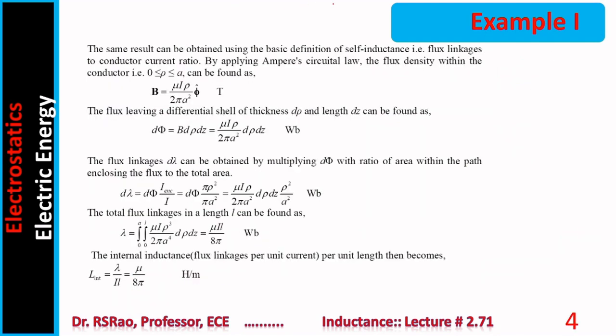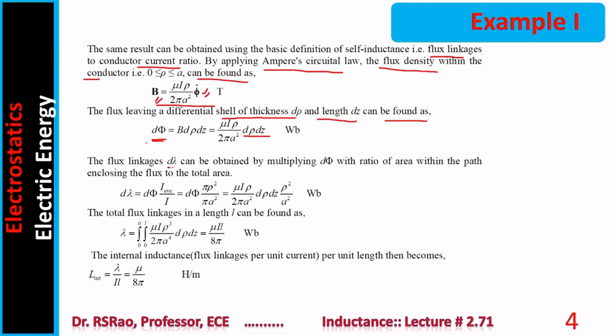The same result can be obtained using the basic definition of self-inductance, that is the ratio of flux linkages to conductor current. By applying Ampere's circuit law, the flux density within the conductor at a radius of rho can be found as B equal to mu I rho by 2 pi a square phi cap. This is the azimuthal direction. The flux through a differential shell of thickness d rho and length dz is d phi equal to B d rho dz, and B is available here.